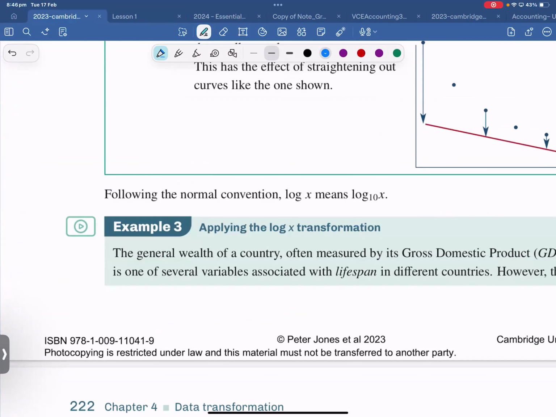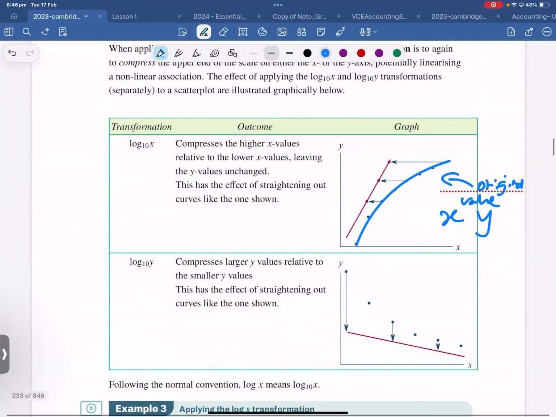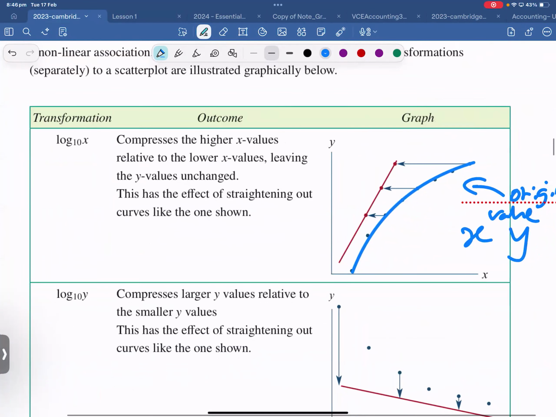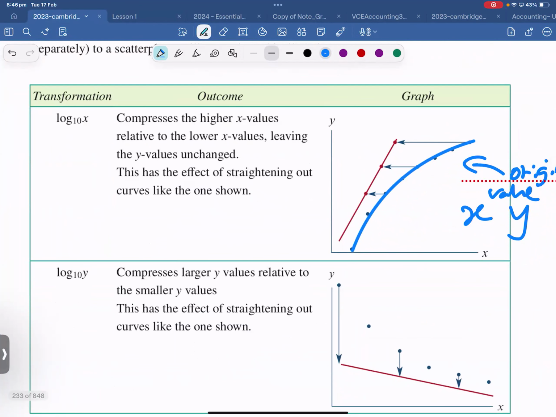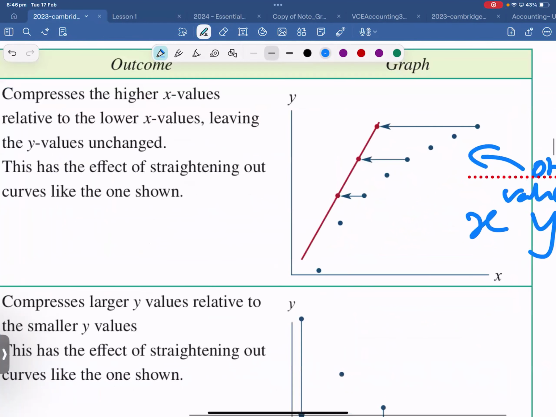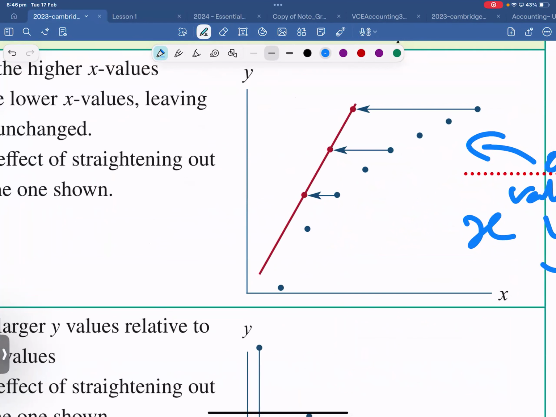Okay, guys, now we go back to the lesson. Look at this. We compress, we shrink the values because values are too high for X. Why? Look at this. The X value is increasing, but look at the Y value. At the beginning, Y value was like this, but later, Y value is only this much. Y value is decreasing.